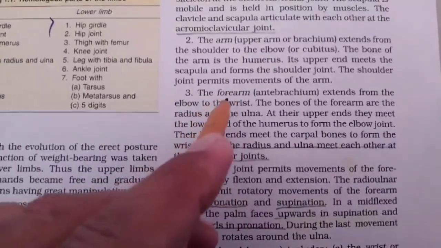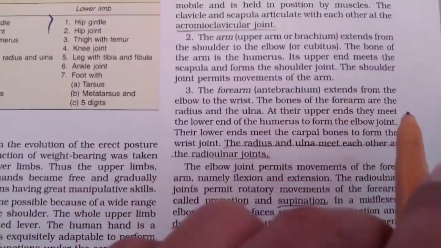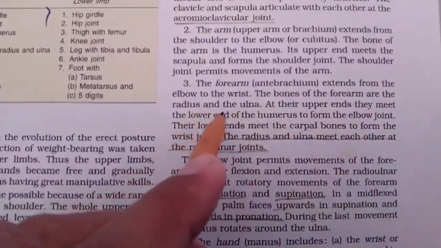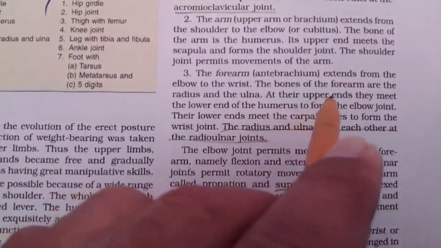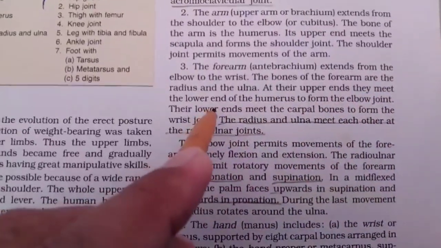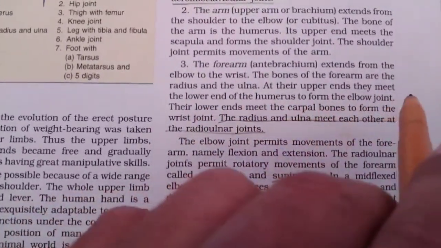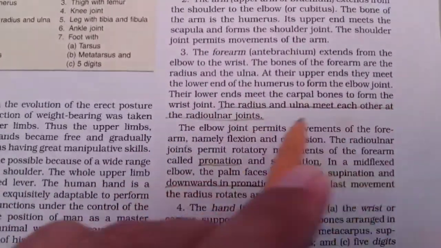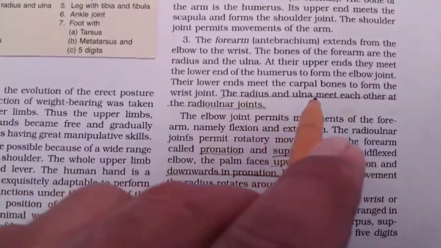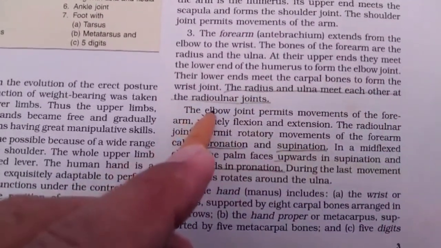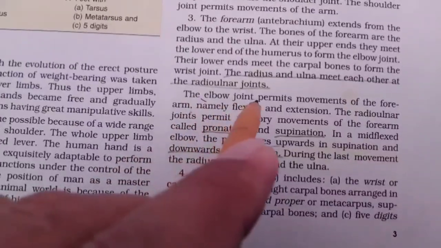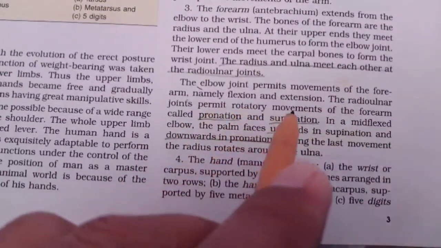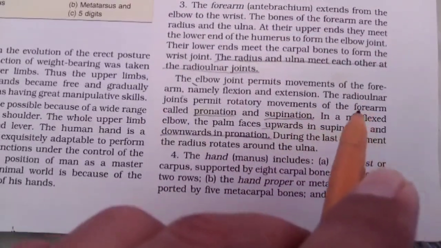Number 3 है the forearm, the antebrachium, extends from the elbow to the wrist. The bones of the forearm are the radius and the ulna. At the upper end they meet the lower end of the humerus to form the elbow joint, and their lower ends meet the carpal bones to form the wrist joint. The radius and ulna meet each other at the radioulnar joints. The elbow joint permits movement of the forearm, namely flexion and extension.